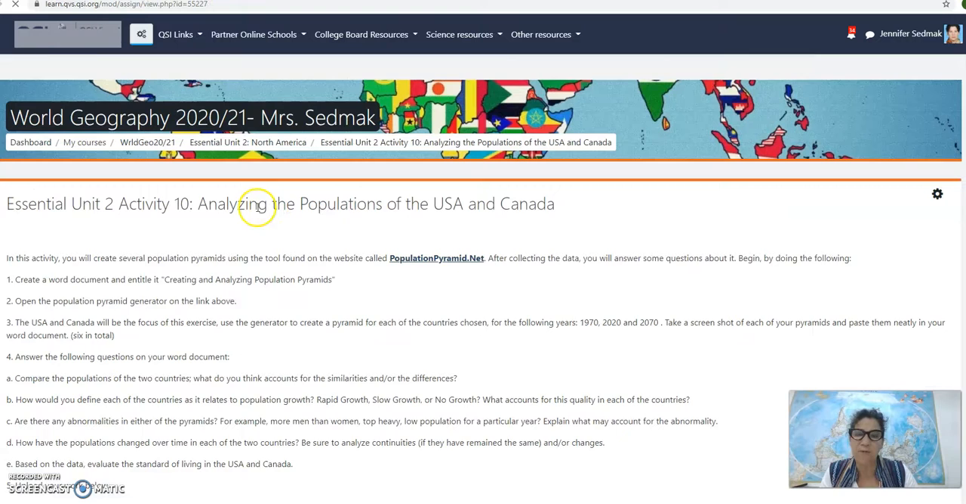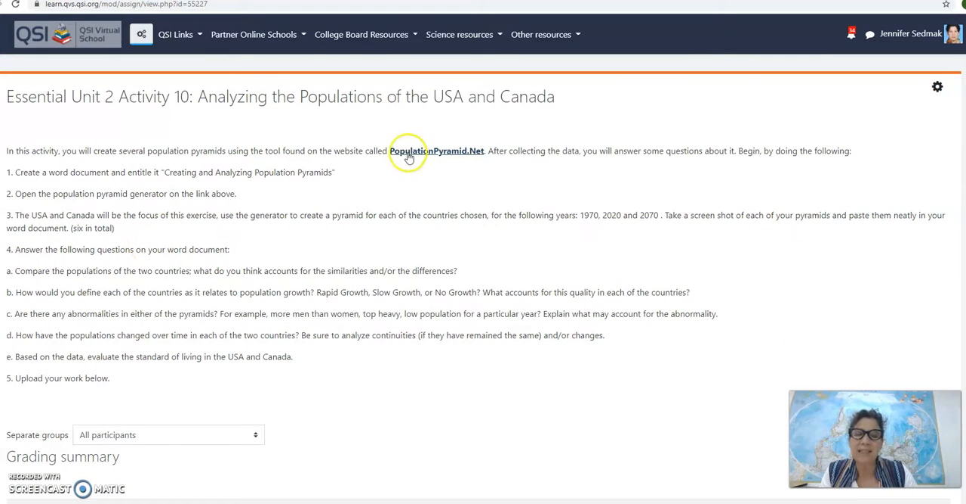So if I open this up for you, you're going to go back to this website that you've used before in Essential Unit 1 called populationpyramid.net. You need to come to understand that just simply by looking at the population of a country alone, a lot of information can be drawn about the standard of living in that country.